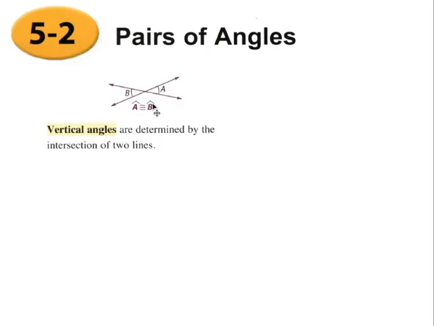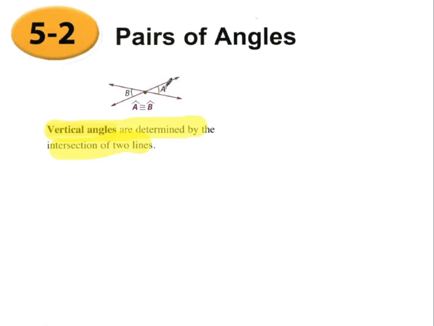Okay, my friend, today we are going to study chapter 5, section 2, pairs of angles. The first one is vertical angles. As you see, it's written here, vertical angles are determined by the intersection of two lines. So you can see here two lines, the first one is here and the second one is here. They are intersecting at the common point there.